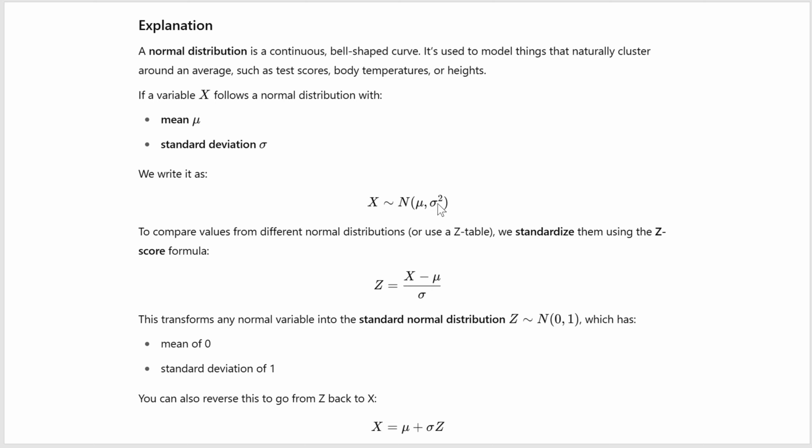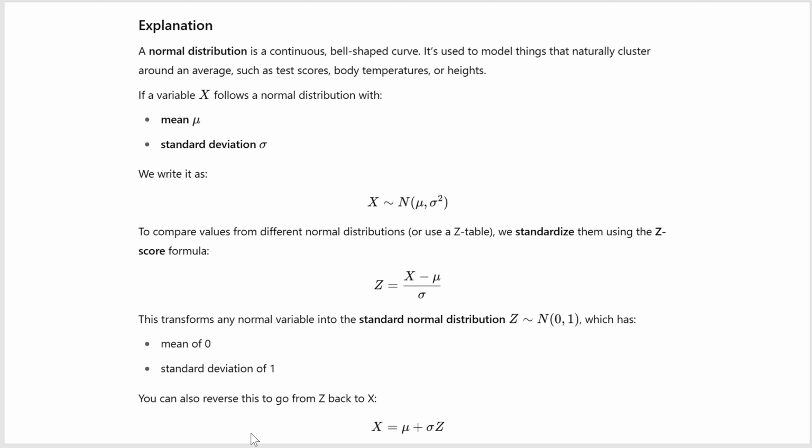So we standardize both variables using the z-score formula, which is x value minus mu over standard deviation. Every value of x is converted like this into a z-score. This transforms any normal variable into a standard normal distribution, and that z we say is normally distributed with 0 mean and 1 standard deviation. Okay, one variance, one standard deviation. So the mean is 0 and the standard deviation is 1.